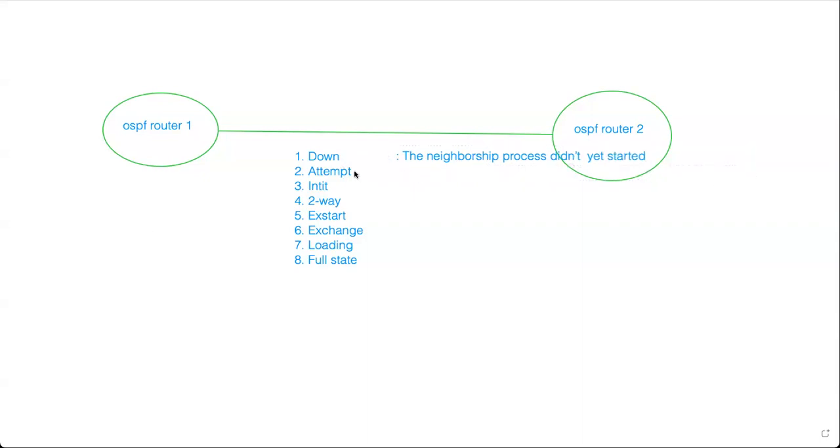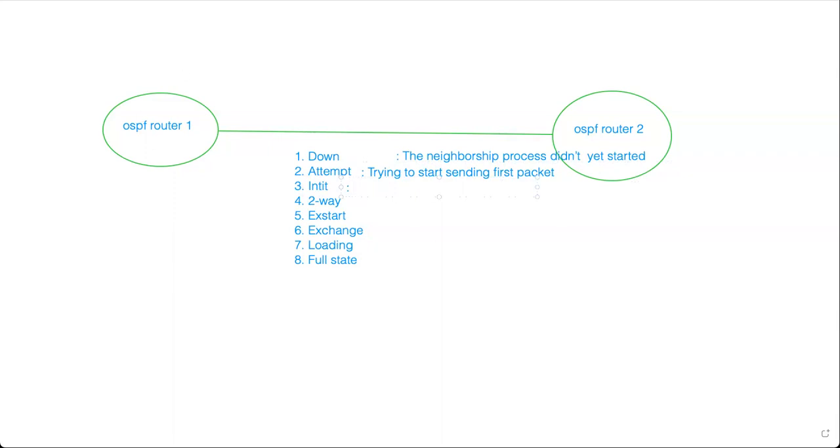Okay. What is attempt state? Attempt state is trying to send the packet now. Trying to start sending the first packet. What does attempt state do? What is init state? I think it's initial state. There's a typo. Init, initial state. What does initial state do?